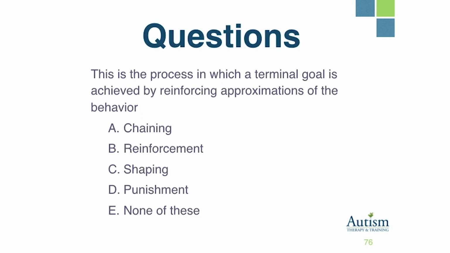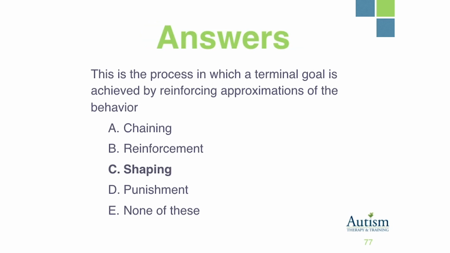This is the process in which a terminal goal is achieved by reinforcing approximations of the behavior. A. Chaining. B. Reinforcement. C. Shaping. D. Punishment. E. None of these. And the correct response is C, shaping.